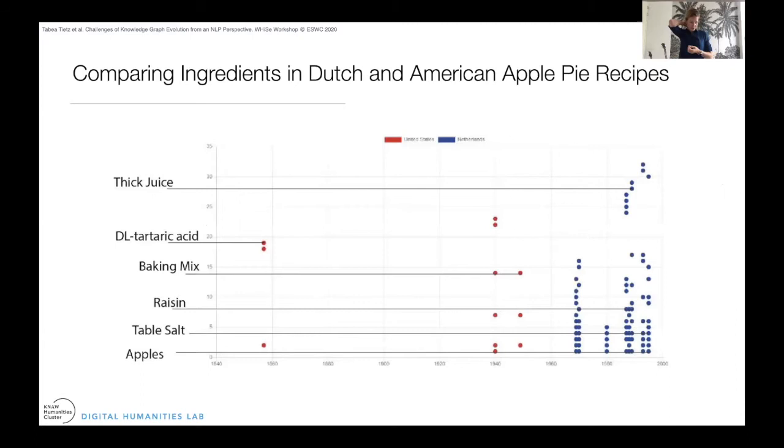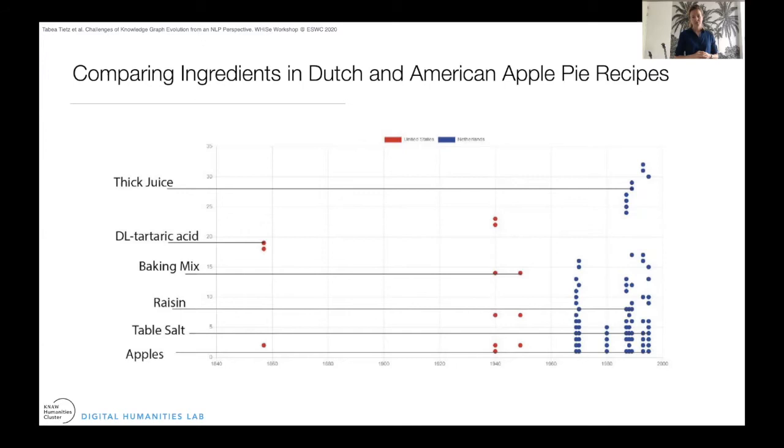So one of the things we did was, we first started looking at, with my colleagues in Germany, ingredients in Dutch and American apple pie recipes. So the blue ones are the Dutch ones, and the red ones are the United States ones. The x-axis is the years, so the publication year, and every dot is an ingredient that we found, and we just highlighted some of them on the y-axis there.